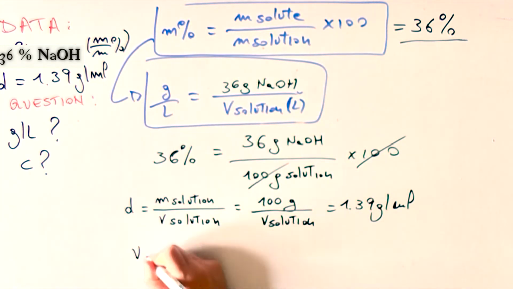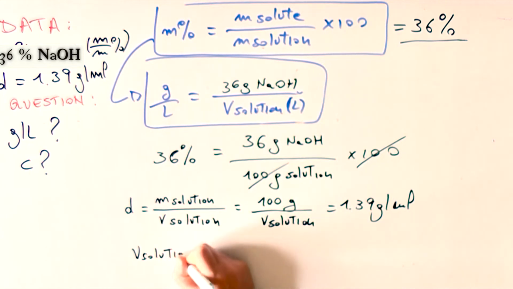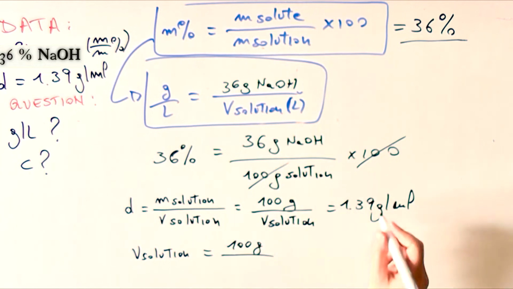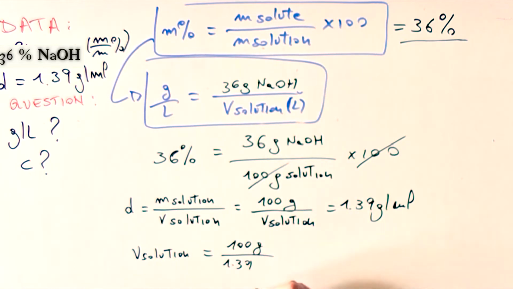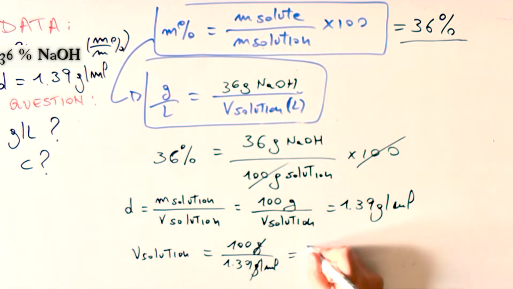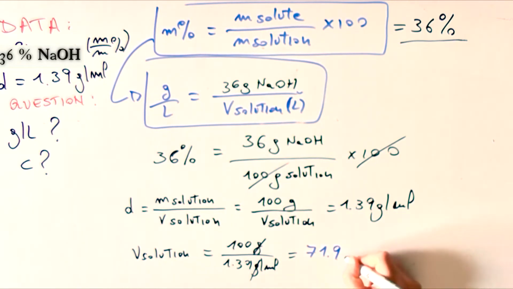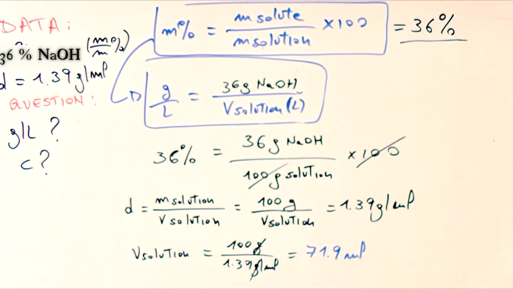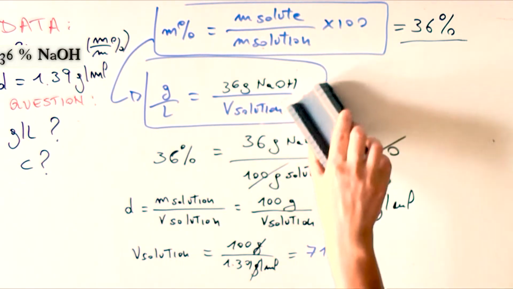So volume of solution is 100 grams divided by 1.39 grams per milliliter. This will be simplified, and you will have the answer to that is 71.9 milliliters. This means we have now the answer for this. Just put it here.